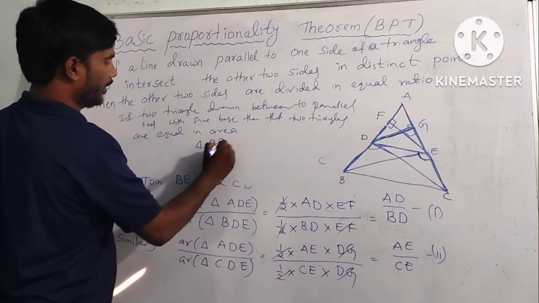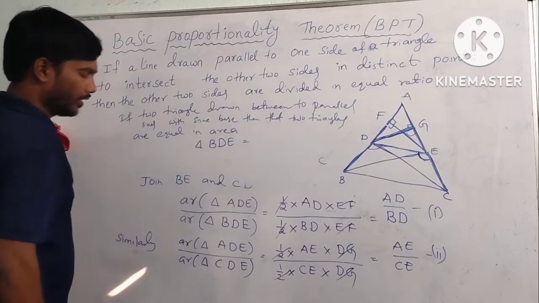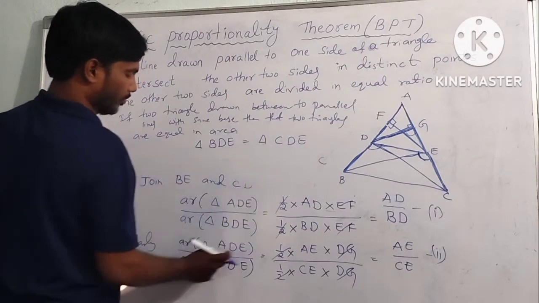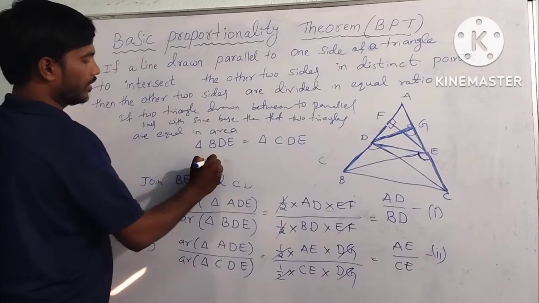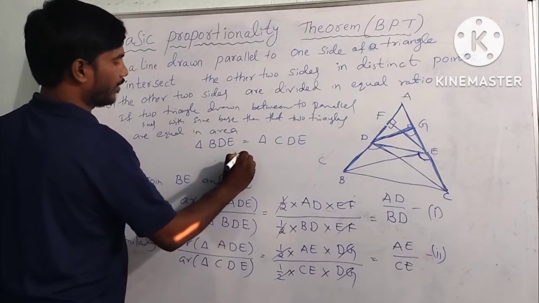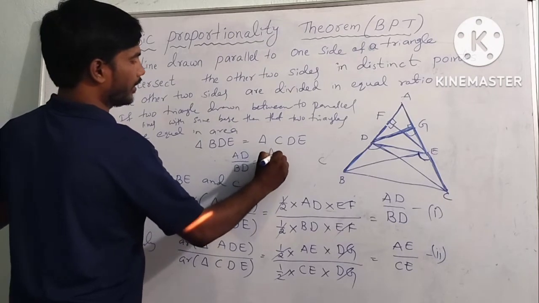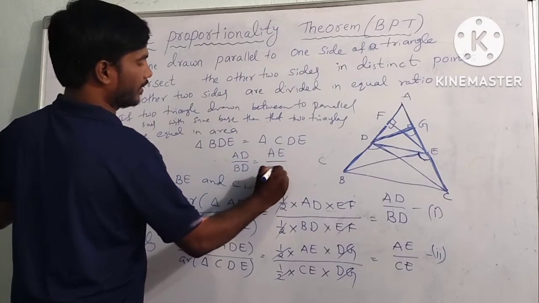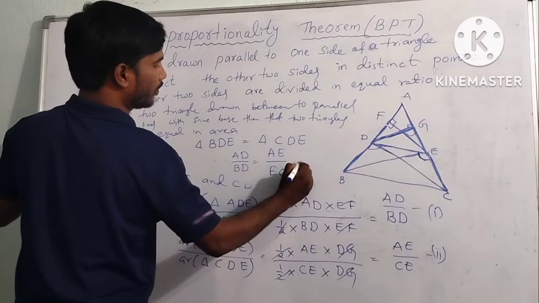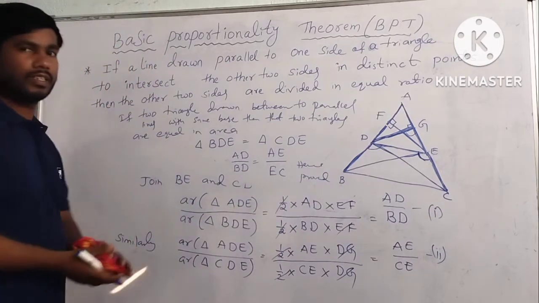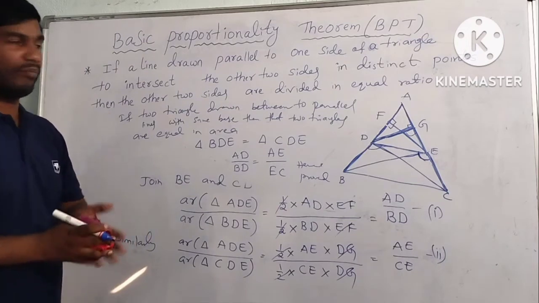BDE is equal to triangle CDE. So BDE and CDE are equal. Therefore, AD by BD is equal to AE by EC. Hence proved. Hence BPT is proved. So this is the basic proportionality theorem.